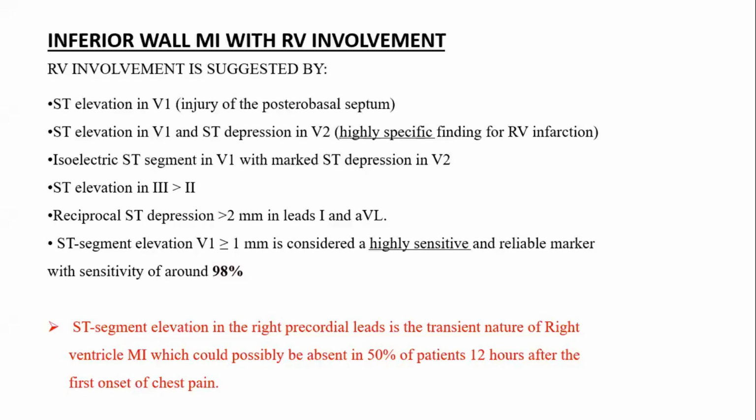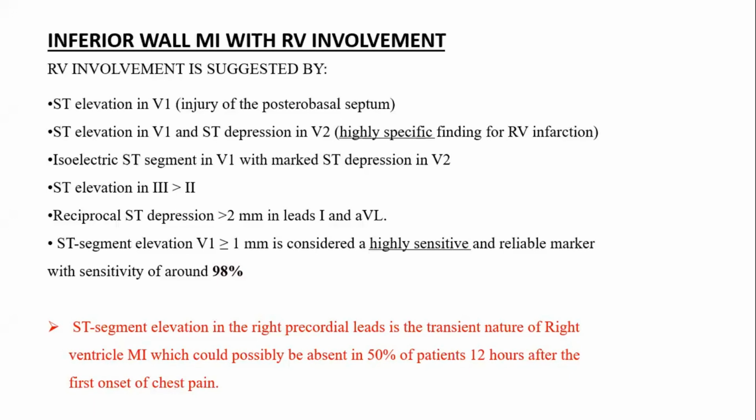So you have to remember these things. These are the features of the RV infarct. We have seen the majority of these features. There should be an ST elevation in V1. We have seen that: ST elevation in V1 and ST depression in V2, which we have seen in this patient. It is a highly specific finding for RV infarction. Okay, so highly specific finding for RV infarction.